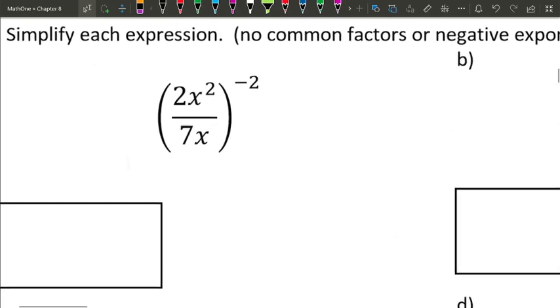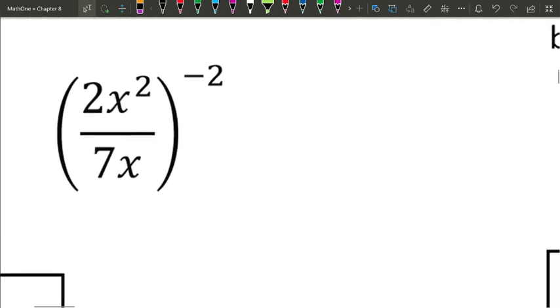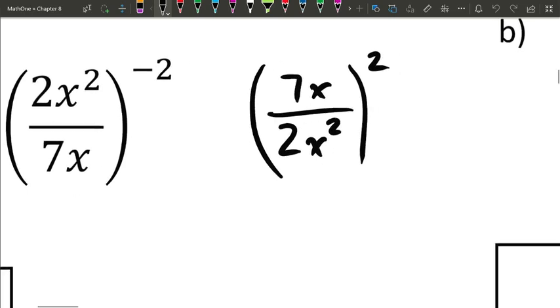If we have a negative exponent, so you can see here I've got an entire fraction being raised to a negative exponent, we discovered that this would be equivalent to 7x over 2x squared to the positive 2 power, right? And I can demonstrate that numerically on a calculator with a numerical example. Let me go back to the calculator.